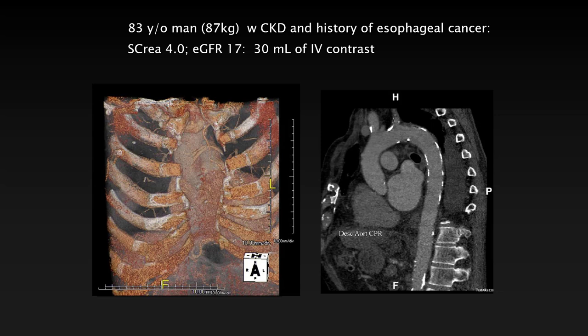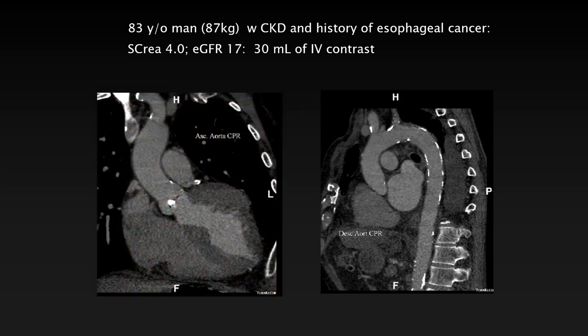So despite the patient having a creatinine of 4 and an eGFR of 17, and everybody being really scared to give him contrast at all, we ended up calculating that the patient could get 30 cc's of contrast, and then Leo tweaked all the parameters so we could try to get the lowest kVp possible with the machine. And I would argue the images are kind of decent. I mean, they're not brilliant and they're not super bright, but you can clearly see where the aorta is, where the annulus is.